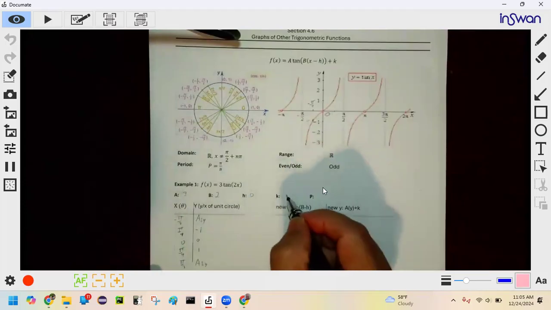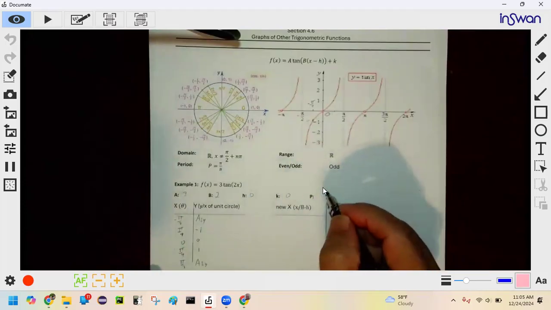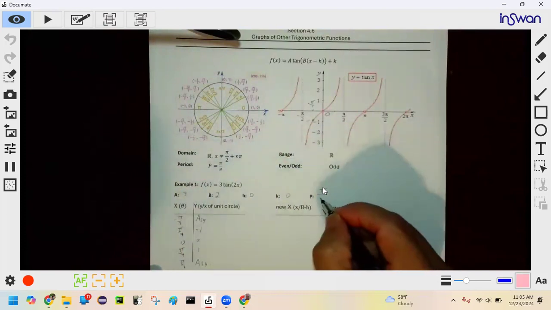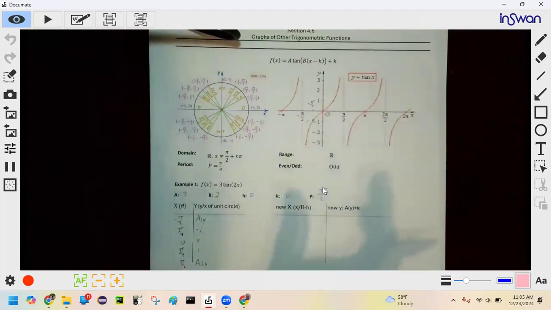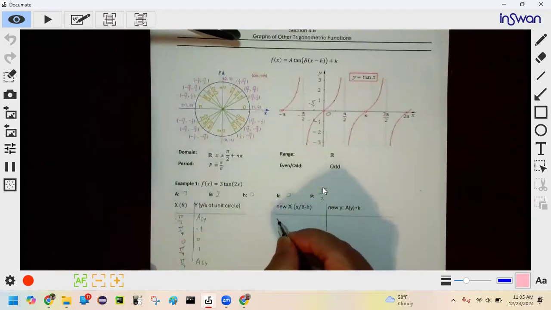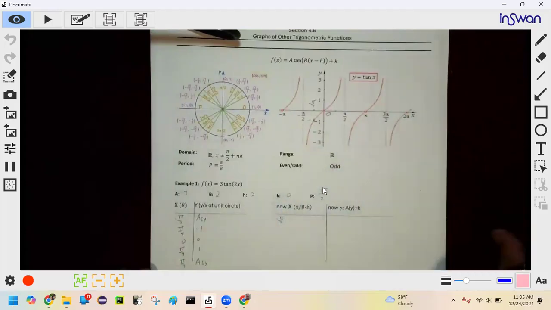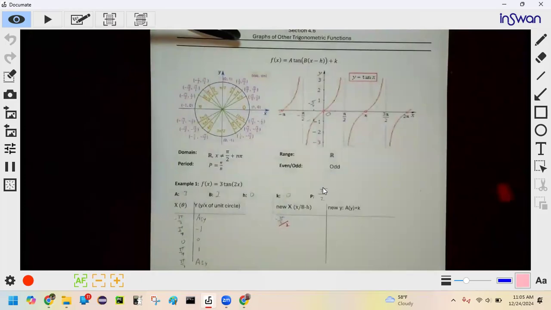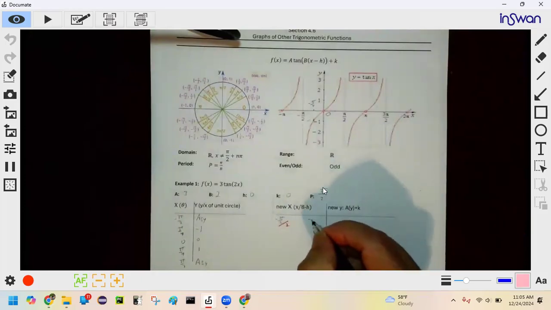There is no h, there is no k, and our period is pi over b, which is pi over 2. Our period is pi over 2, so it's going to be a narrower graph. Let's take each x coordinate, divide by b, and subtract h. So negative pi over 2 divided by b. So b is 2. Is going to be negative pi over 4.